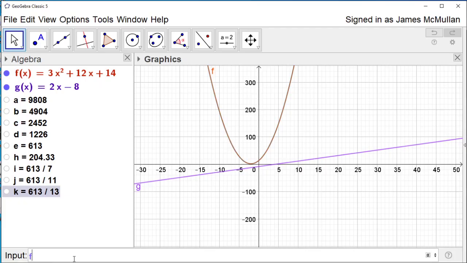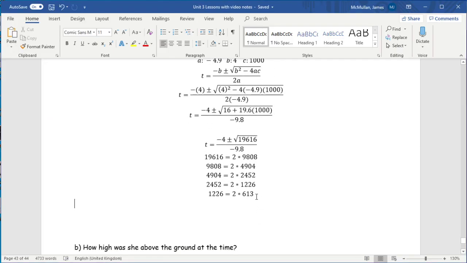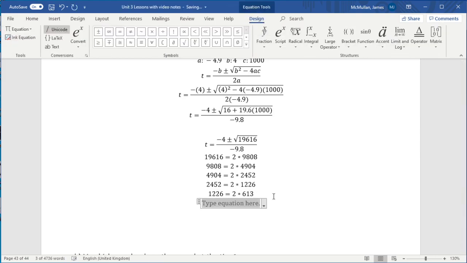Let's just quickly do it, GeoGebra can actually solve this for us. We're going to do prime factors of 613, and it's only 613. So 613 is a prime number itself. So how many 2's did I take out? 1, 2, 3, 4, 5. So what I'm going to do here, I'm going to take one set of 2's to the front, another set of 2's to the front, and then I couldn't take the last one, so I have to leave it underneath.